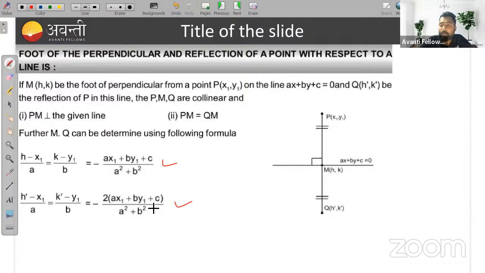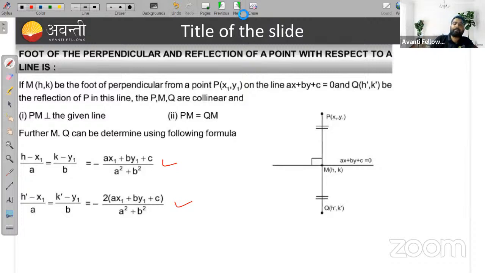You can use the formula, and you can also use the second method which I already told you. If you don't remember the formula, you can use that method, by using the slope. Is that clear? If you can remember these two formulas, this will be very helpful. And if you don't remember, then you can use that method also. I told you already.